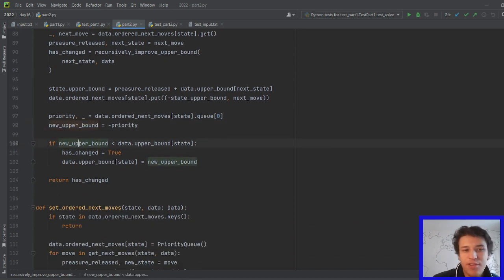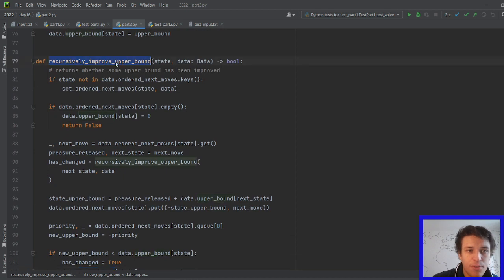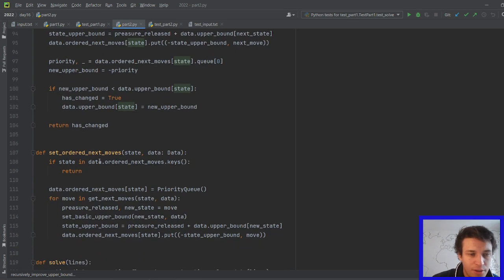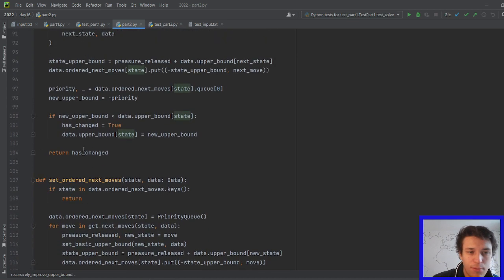And then we just need to check if the new upper bound improved on the old upper bound. Then we set this has_changed to true because some upper bound has changed. And we update the upper bound in the dictionary. So yeah, this gives us a way to improve the upper bound of a state based on all the next states. And if we do that long enough, hopefully we'll get to the optimal strategy.